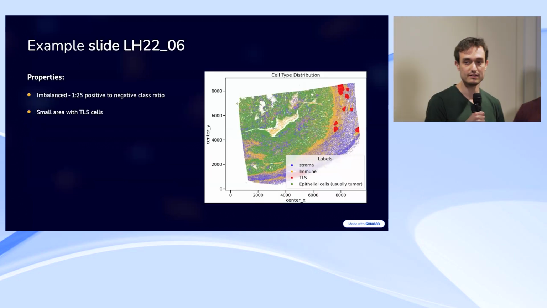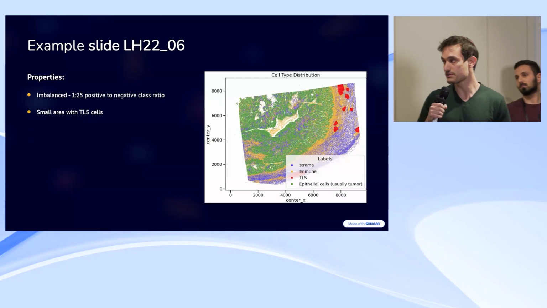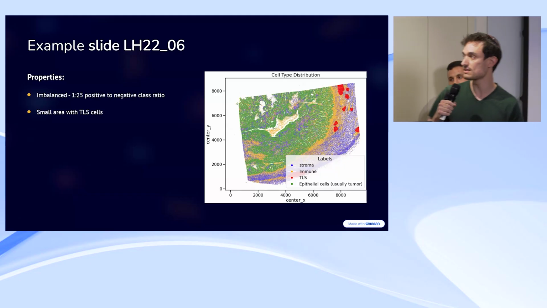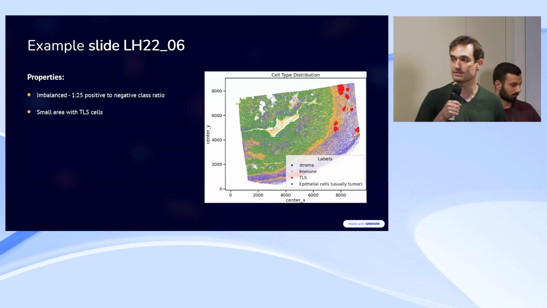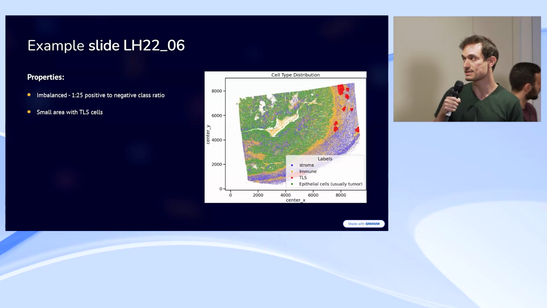Here's an example of a slide. You can see in red, those are the TLS structures. In green, those are the epithelial cells, which usually means the tumor. And you can see that these TLS structures form outside the tumor. It's sort of an advanced outpost, but not quite inside the tumor itself.